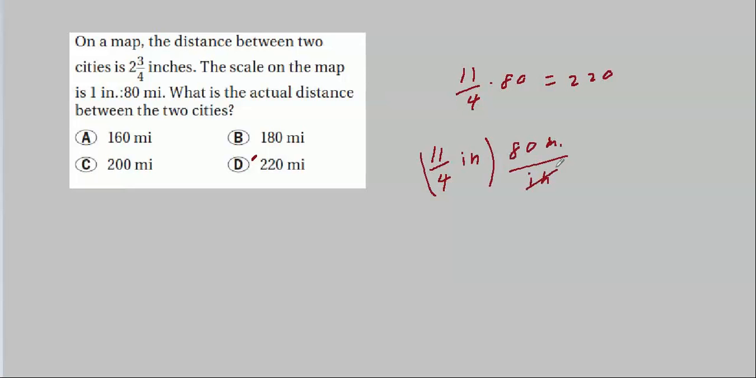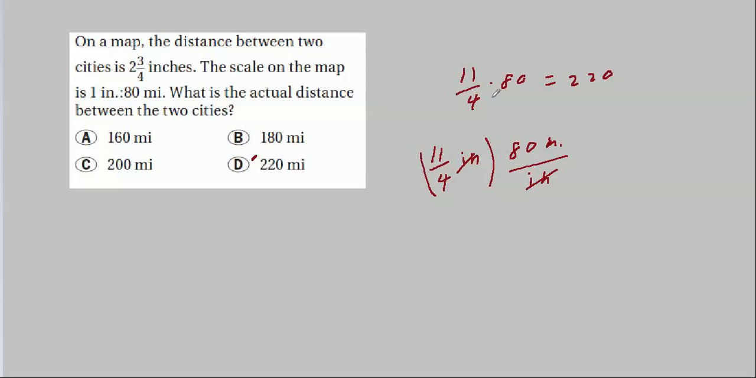And the inches cancel. We get 11 over 4 times 80 miles. So the actual distance is 220 miles. Now you can keep your dimensions in when you're doing these map calculations also, just to make sure you've got it all right, just like you do when you're converting other units.